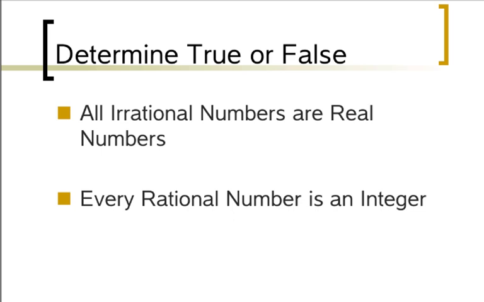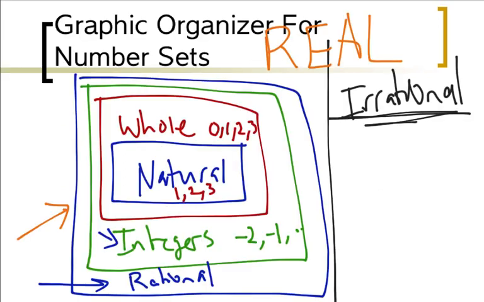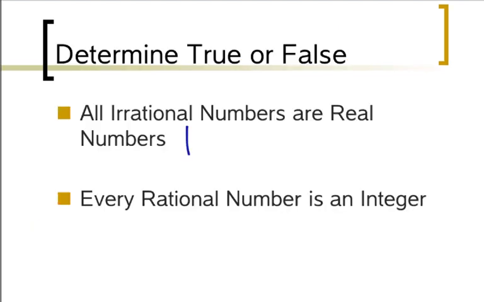Okay? So now we're going to work on determining whether things are true or false based on the description we're given. This description says all irrational numbers are real numbers. And so what we should do is go back and look at our graphic organizer to see if that's true. And if you're looking at your graphic organizer, you see all the irrational numbers are under the subset that says real. So because they are, that is a true statement. So we write true, or we answer true on the lab.